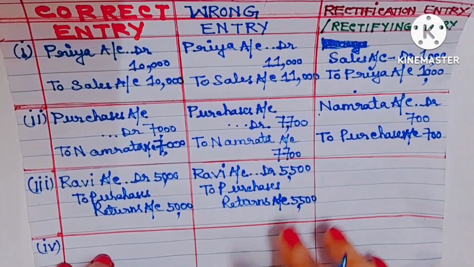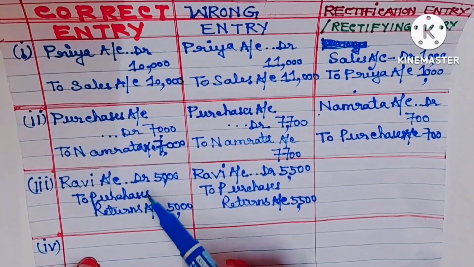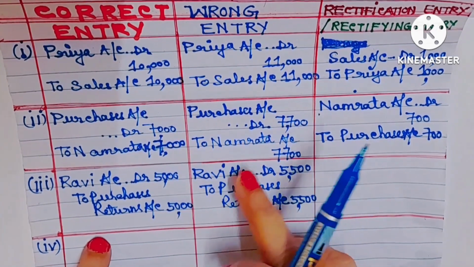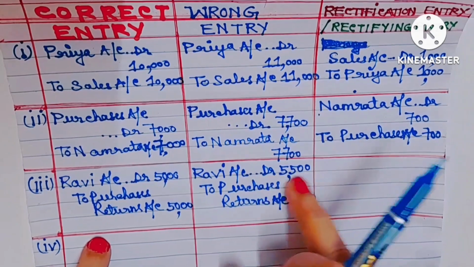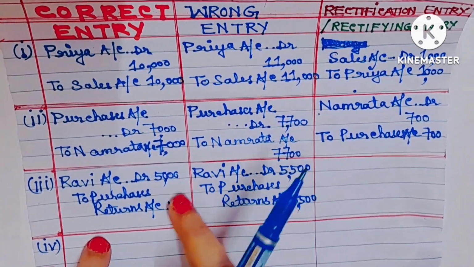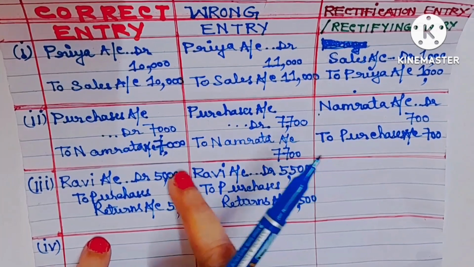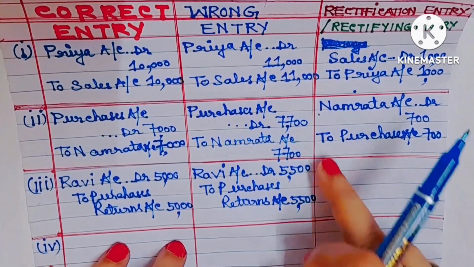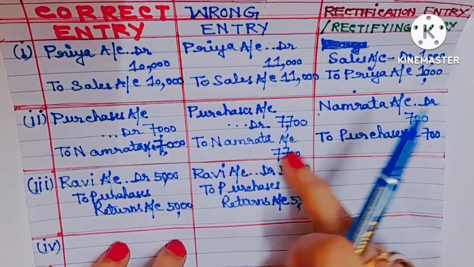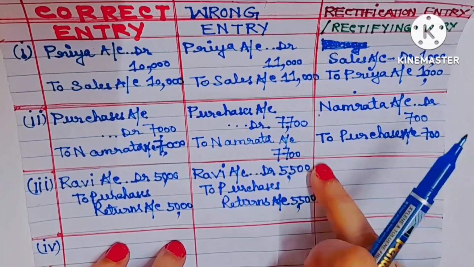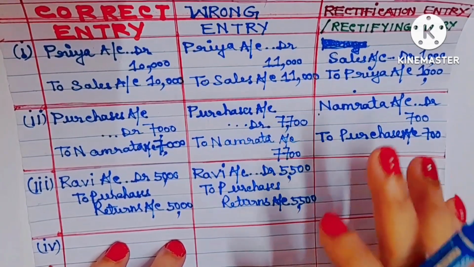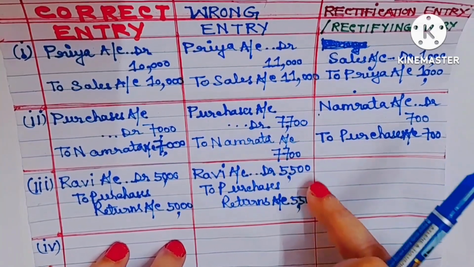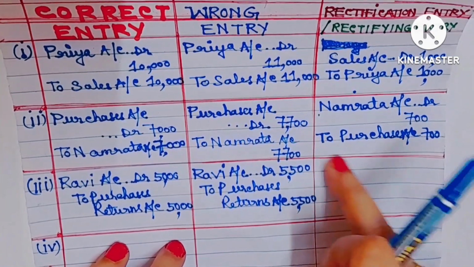So let's compare. This is the technique. Let's see the debit side in the correct entry. Ravi account debit 5,000. Let's see the debit side in the wrong entry. Ravi account debit 5,500. The journal entry is same. Ravi account. In the correct entry, the amount is 5,000. This should be the amount, 5,000. But in the wrong entry, they have wrongly recorded, instead of 5,000, they have recorded 5,500. How much more? 500 has been recorded more. How did I get 500? 5,500 minus 5,000 will get 500. So this is the differential amount.